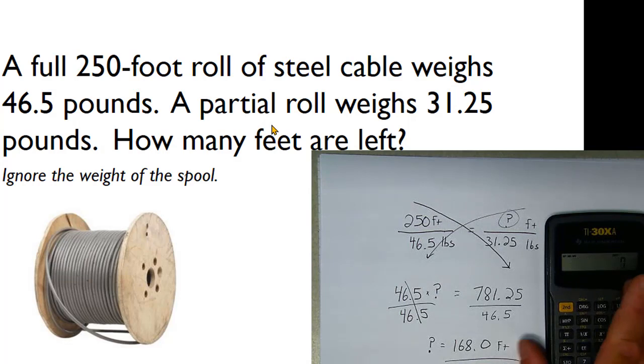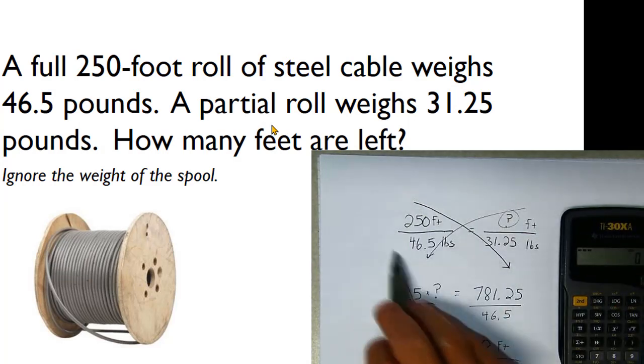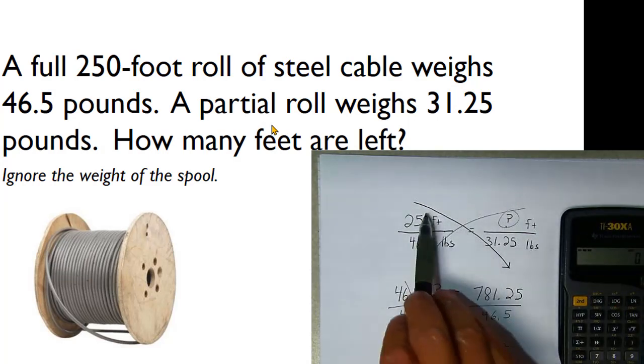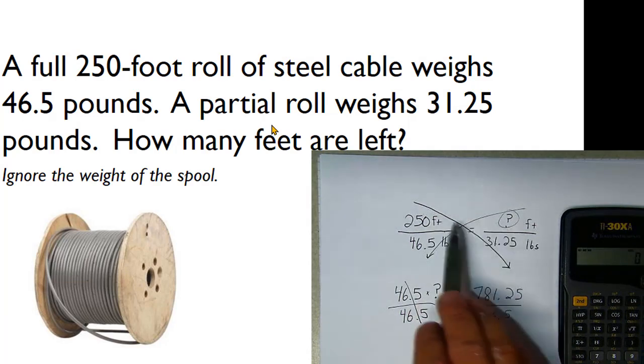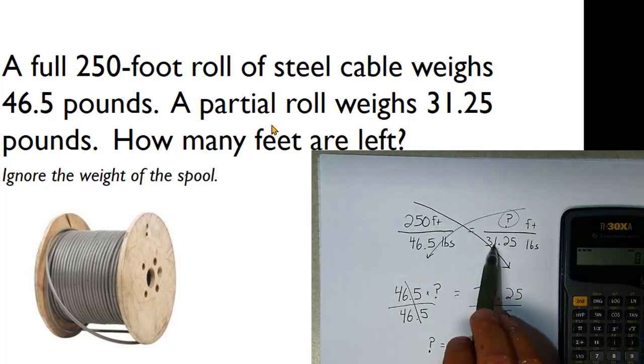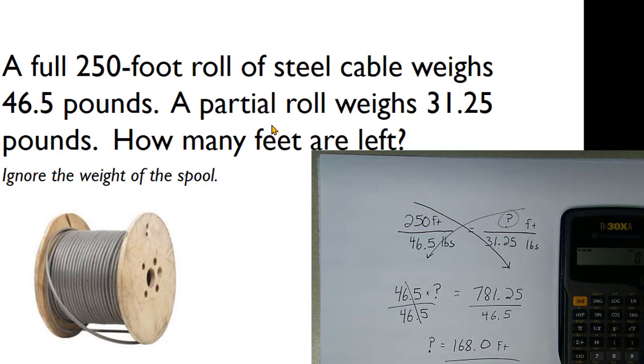So the thing I want you to recognize here is when you have a proportion to solve, two numbers diagonally will be given and then one won't. We can multiply the two that we know diagonally and divide off the third. That was 250 times 31.25 and divided by 46.5, and that leaves us with our unknown value in the proportion.